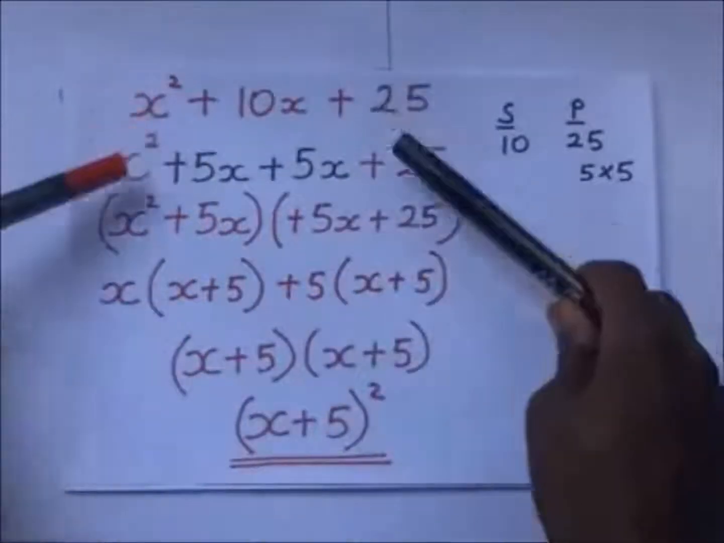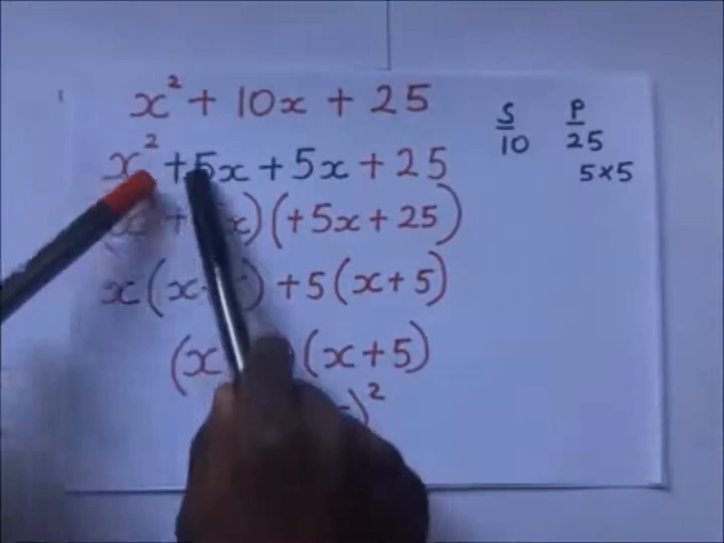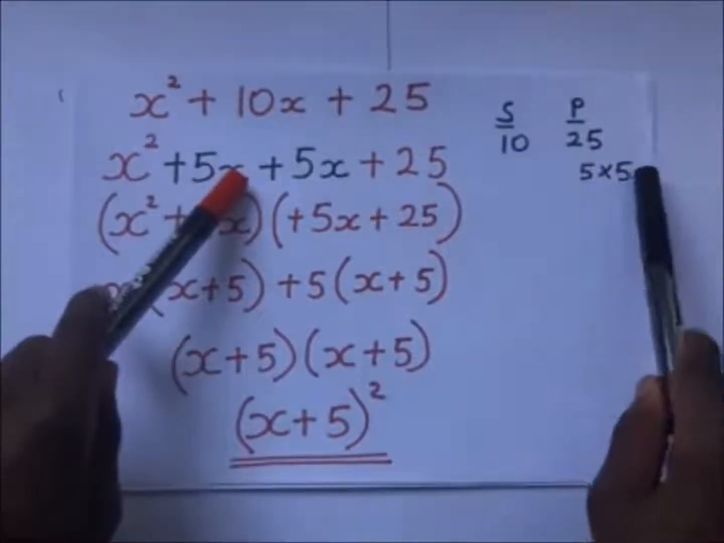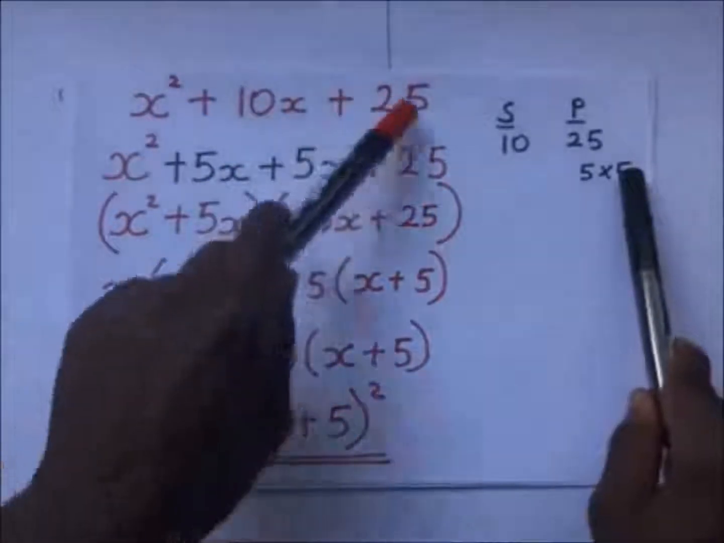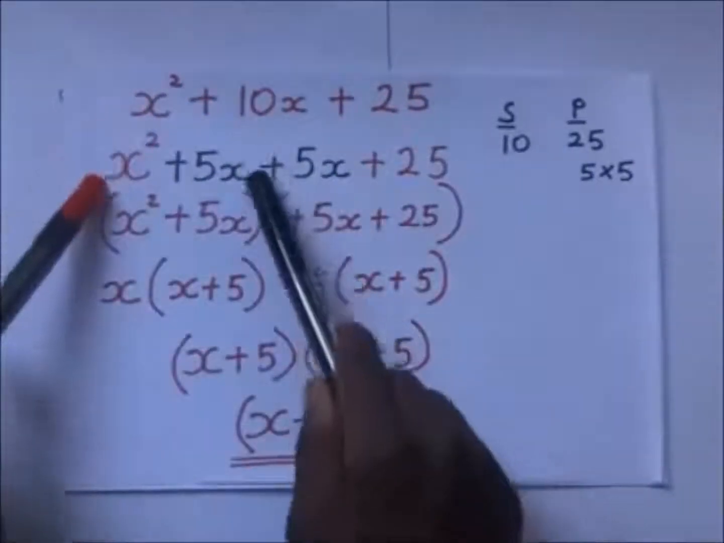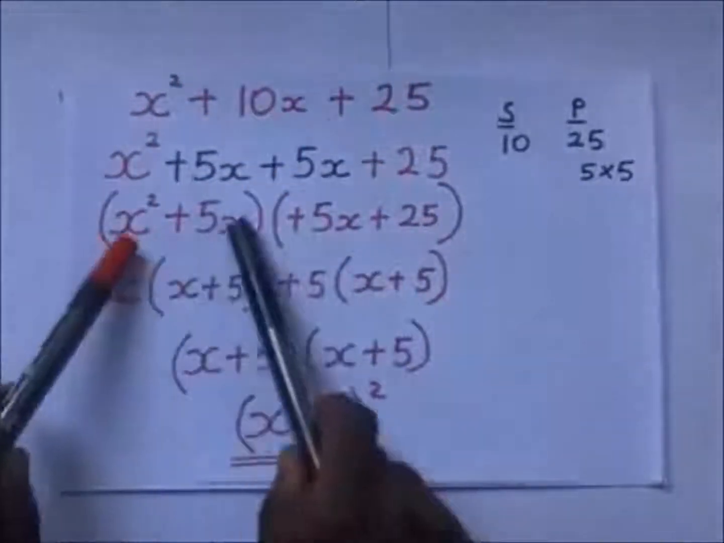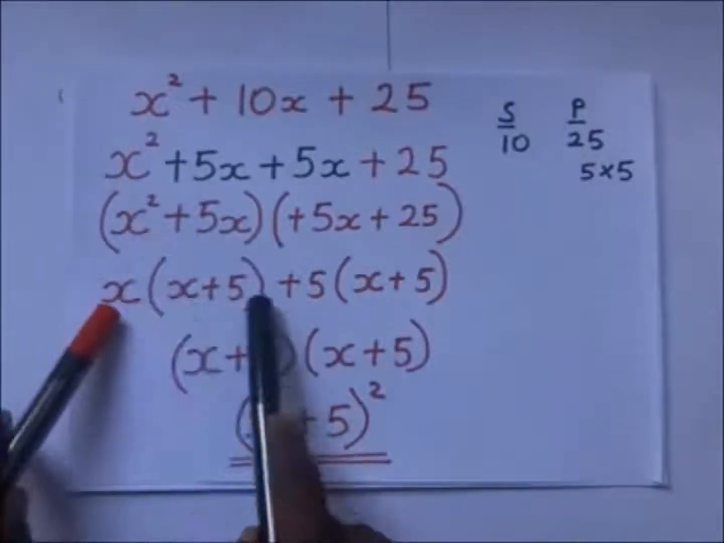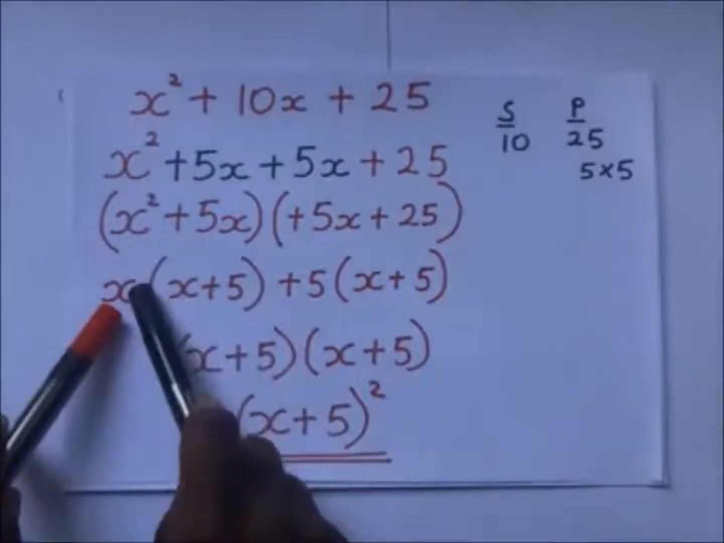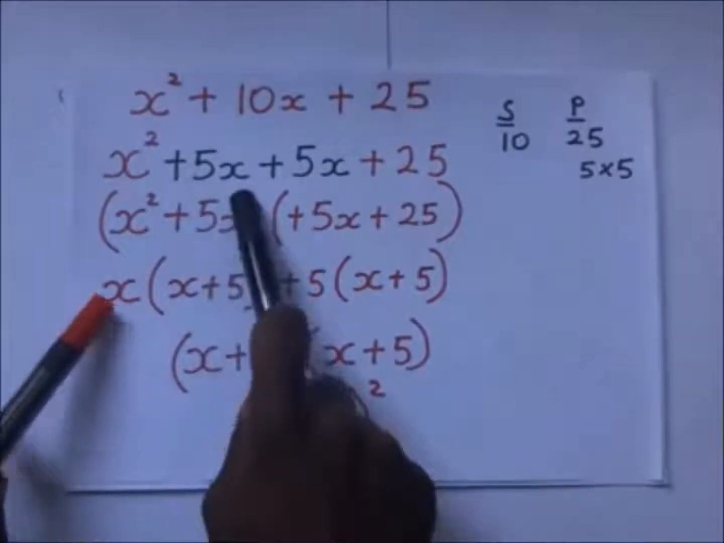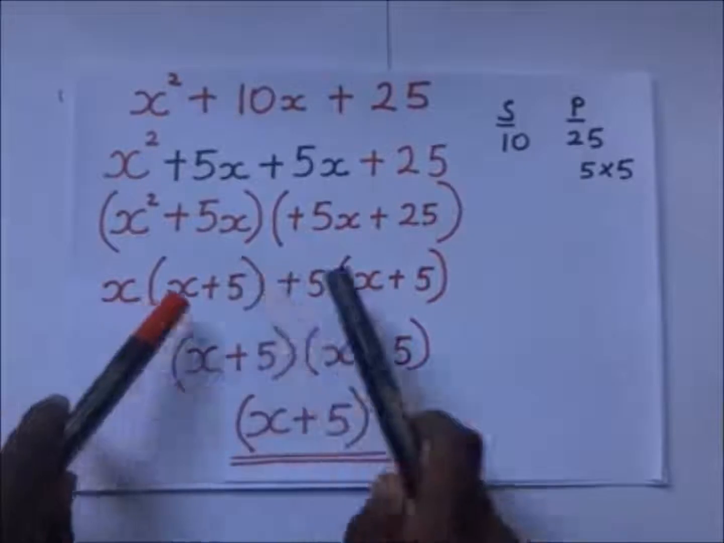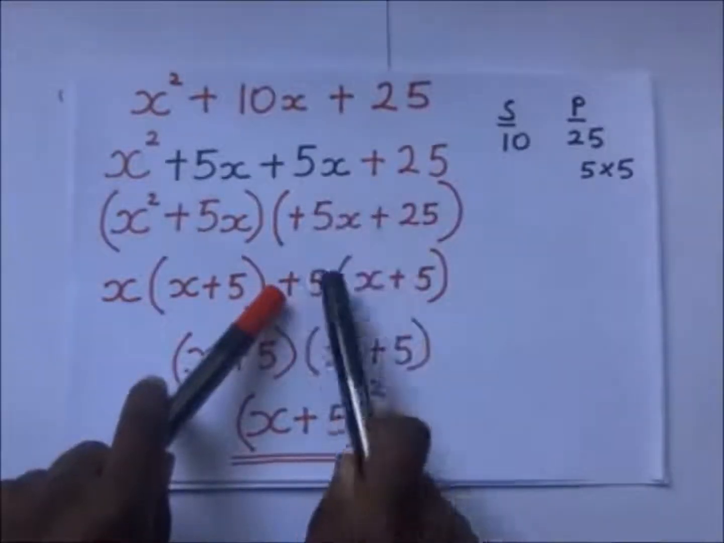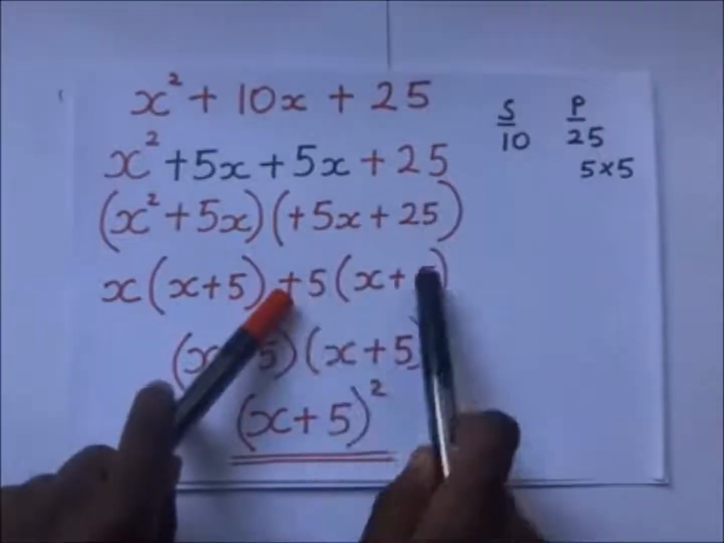So we use these two numbers, 5 and 5, to replace this middle term. That is why in our next step, it is x squared plus 5x plus 5x, then plus 25. We ignore the middle term. Then we introduce brackets, and we factorize. x comes out of the brackets: x squared divided by x gives us x, and 5x divided by x gives us 5. Likewise, the common factor here is 5, so 5x divided by 5 is x, and 25 divided by 5 is 5.